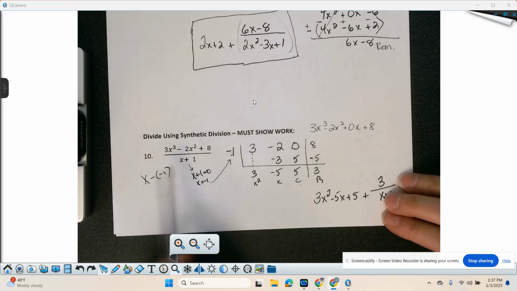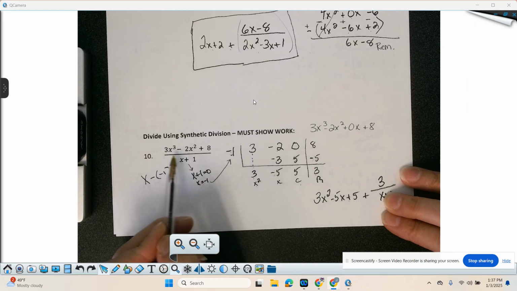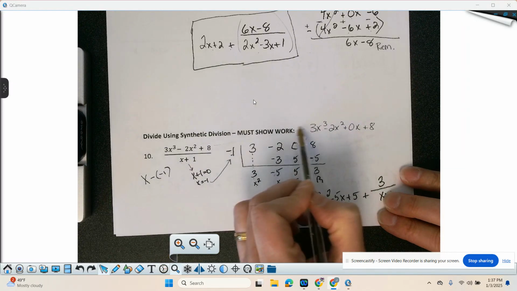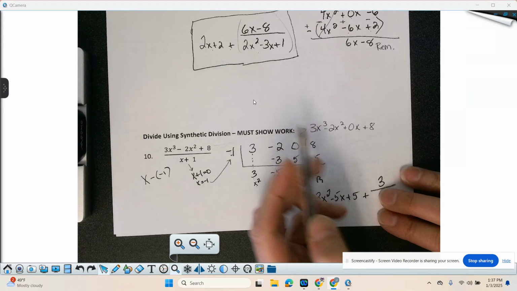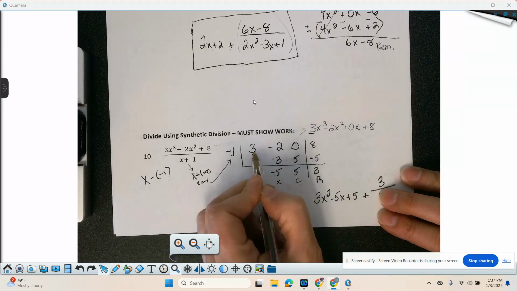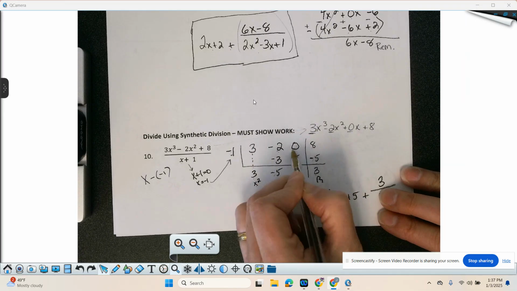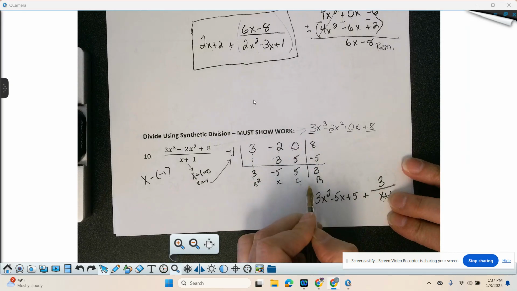So then I'm going to set that equal to 0, which means that my x is negative 1. That's what we're going to divide by. I need to make sure everything is here. 3, 2, there's no 1. So I'm going to rewrite this and put in my placeholder. And then notice these numbers, 3, negative 2, 0, and 8. That's your remainder.